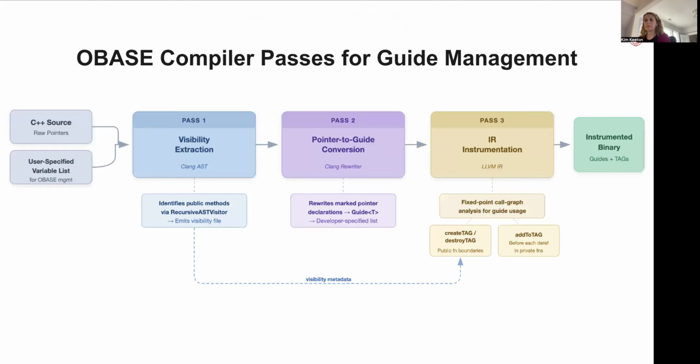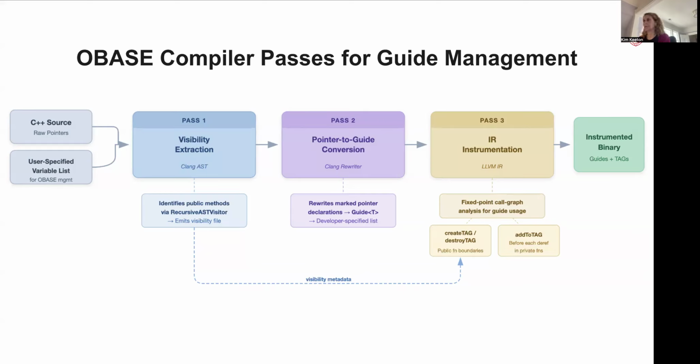Great question. So the current setup looks like this. You don't need to write any new code. You have your C++ source code, whatever code that you've already written. But the user must specify which variables the OBASE system must manage and reorganize on the address space through a list. These variables essentially point to an object, and these pointers have unique ownership of those objects. So we have three passes. First, we extract the visibility, that is, where are these variables and pointers, which public functions, private functions are they part of?